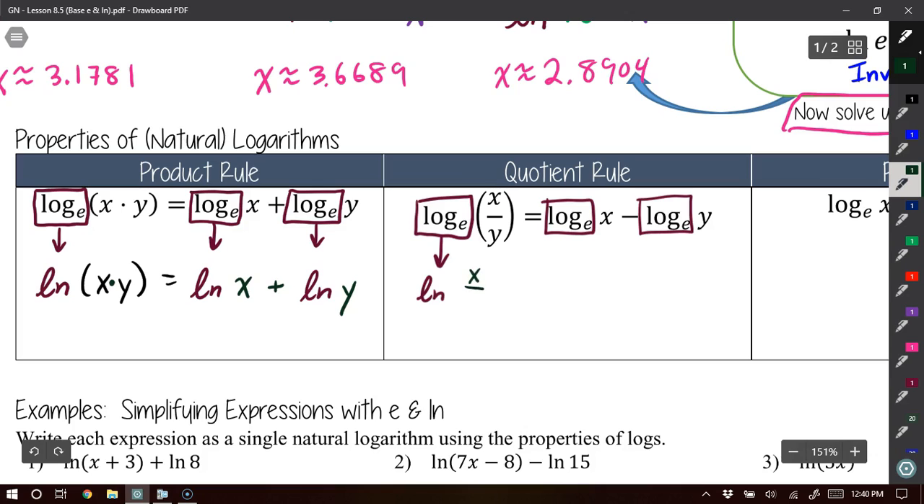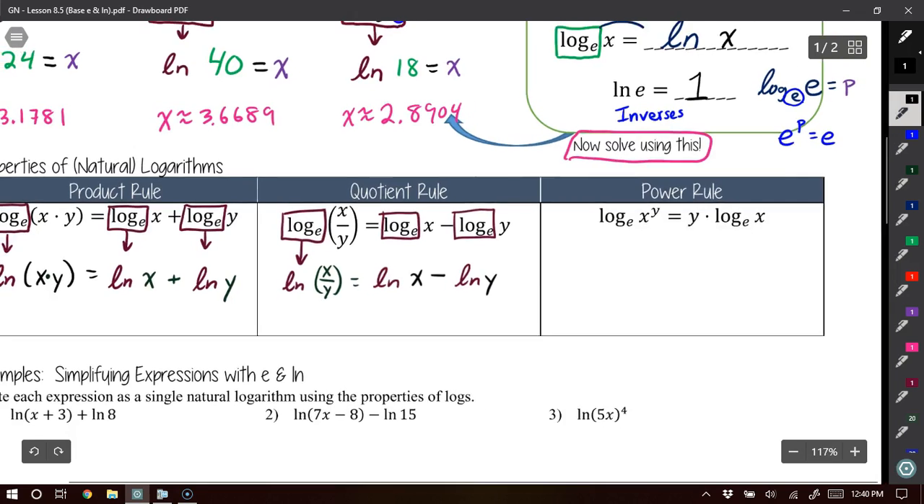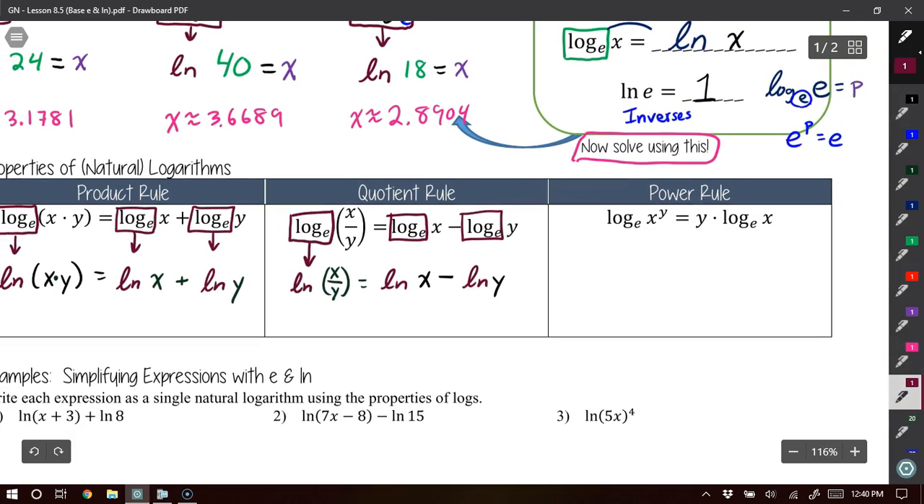So the quotient rule for logs said that if I am subtracting 2 logs, I merge them together by division. And it's the same when it comes to natural logs. Even our power rule, we'd have log base e. We don't want to write 4 letters. We only want to write 2 because we're lazy.